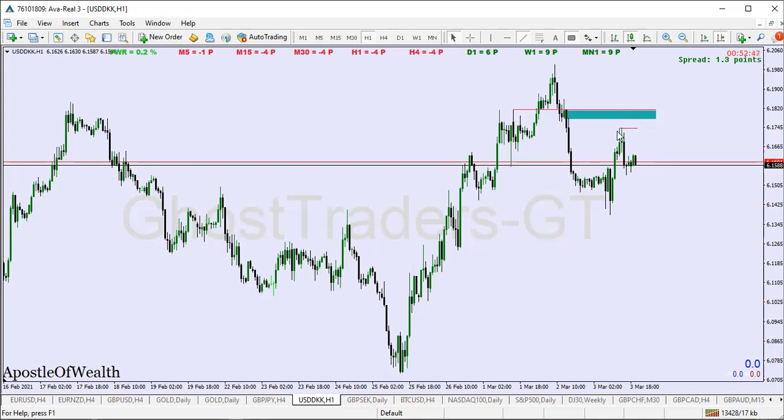And a lot of people, they say it's a fake out, okay? Yeah, they say it's a fake out. So there is going to be a fake out, okay? And then price is going to go down after that level.